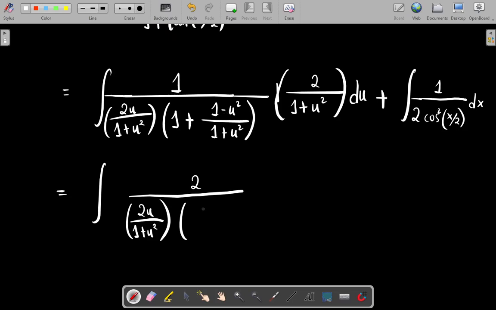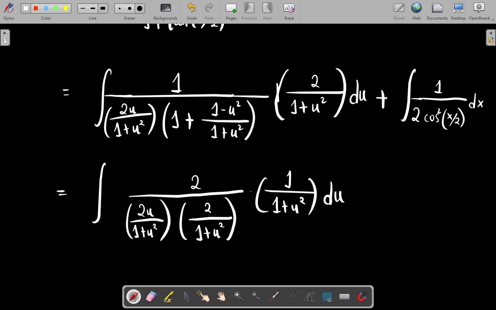We are left with 2 upon 1 plus u square, right? And then there is a 1 upon 1 plus u square in the denominator. Okay, so this is the first integral.